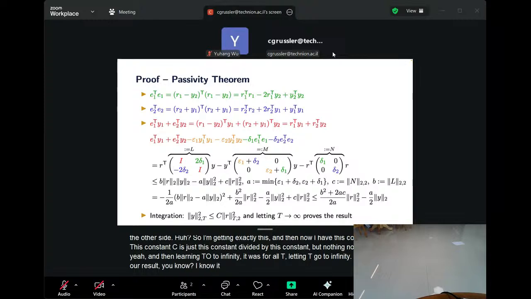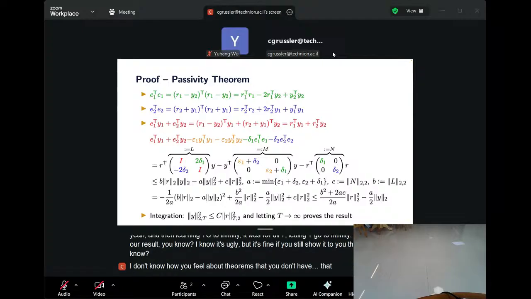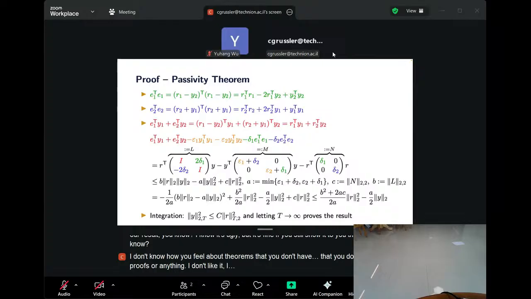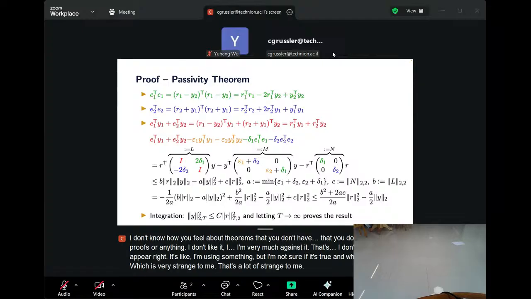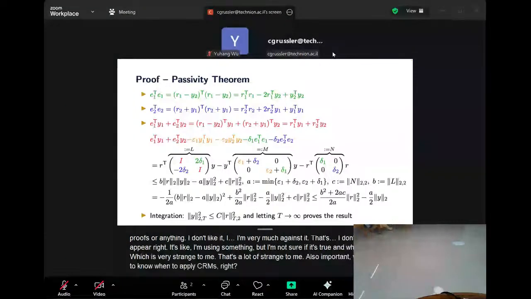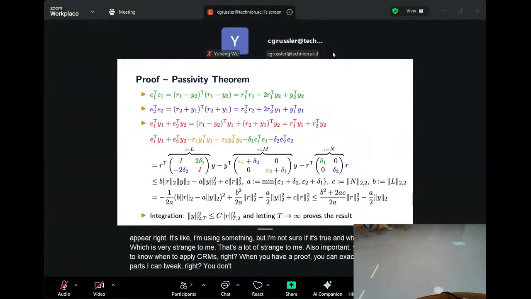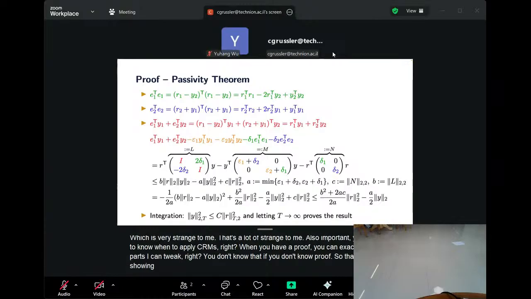I know it's ugly, but I try to still show it to you that it's true. I don't know how you feel about theorems that you don't have any proofs for. I don't like it. I'm very much against it. It doesn't feel right. It's like I'm using something but I'm not sure if it's true and why it's true. It feels very strange to me. That's why I'm showing it. Also important, you always need to know when to apply theorems, right? So when you have a proof, you can exactly see which parts I can tweak, right? You don't know that if you don't know proofs. That's why I'm showing it. Okay, break, 10 minutes.